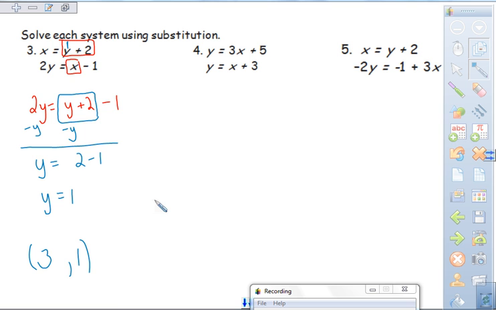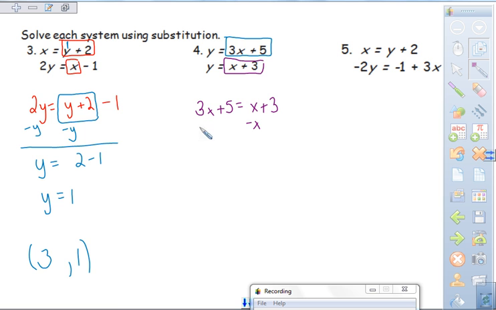Let's try another one using substitution. Number 4. I noticed in the first equation that y is already solved. And in the second equation, y is already solved. So if the blue is equal to y and the purple is equal to y, they're both equal to y, so then they have to be equal to each other. So 3x plus 5 equals x plus 3.